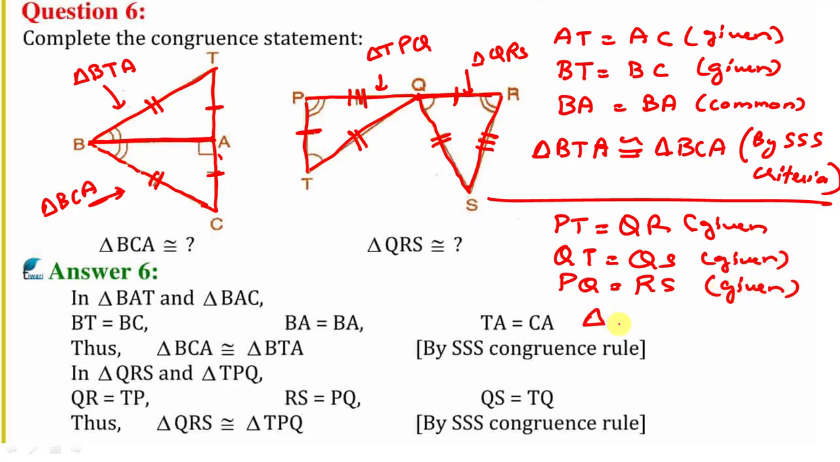So triangle TPQ is congruent to triangle QRS by SSS criteria.